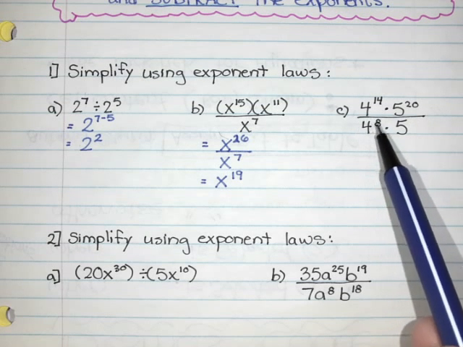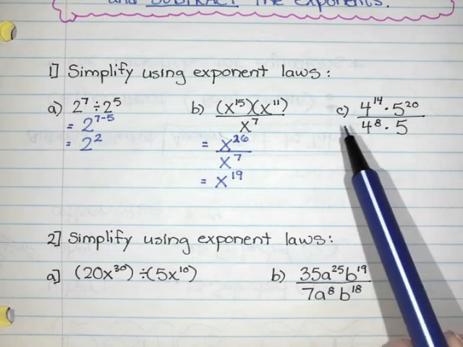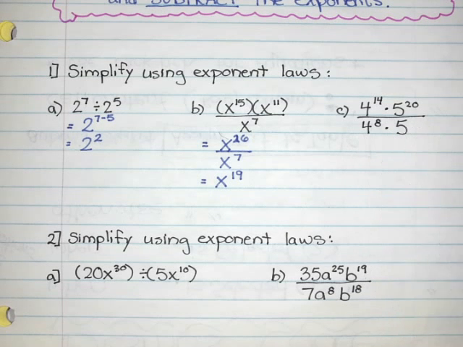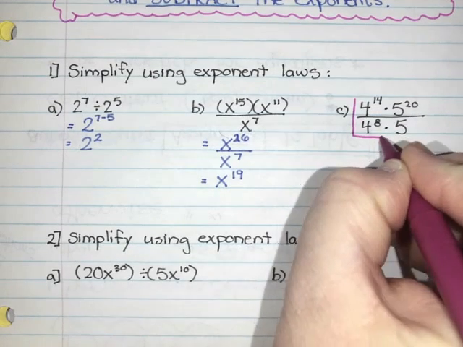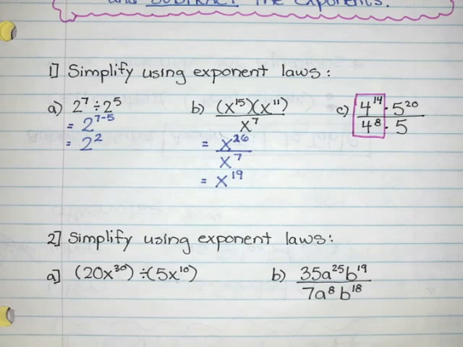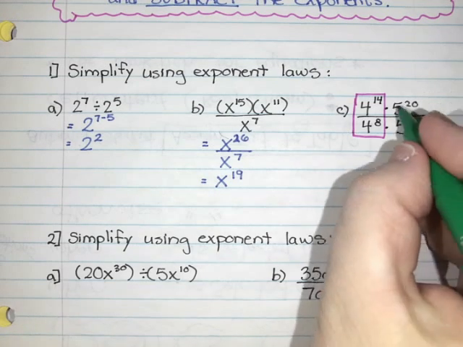I have a 4 with a power on it, and I have a 5. They are not the same base. I cannot do anything with them. I cannot multiply them together. So what I am going to do is try to do the division. And I am going to do the 4s with the 4s. And I'm going to do the 5s with the 5s.